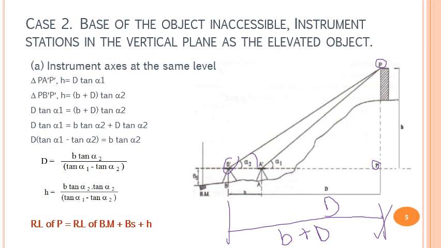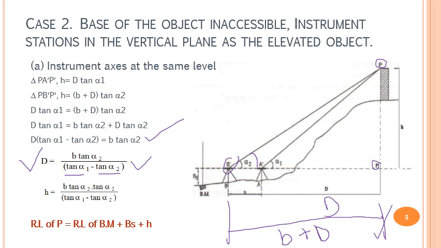Then we separate this. D tan alpha 1 minus tan alpha 2 is equal to, we separate together d and d, is minus tan alpha 2 is equal to b tan alpha 2. Okay, now we find out the value of d is equal to b tan alpha 2 divided by tan alpha 1 minus tan alpha 2. We get the relations for the calculations of the horizontal distance d.